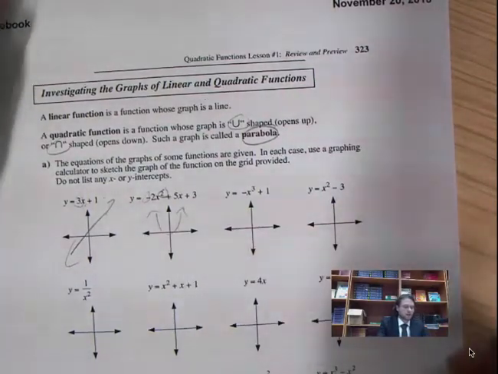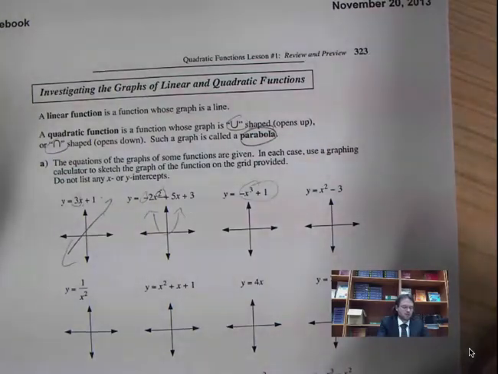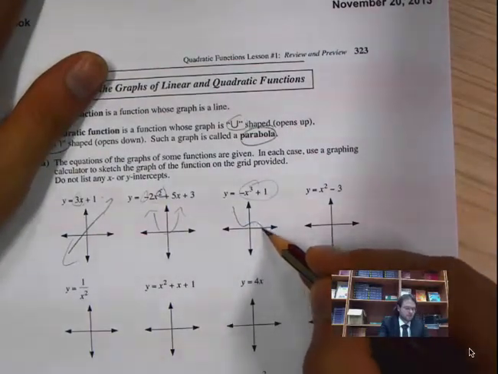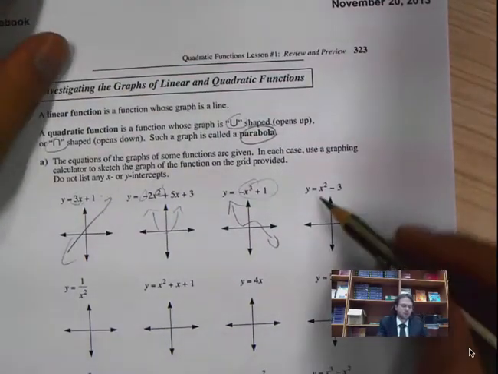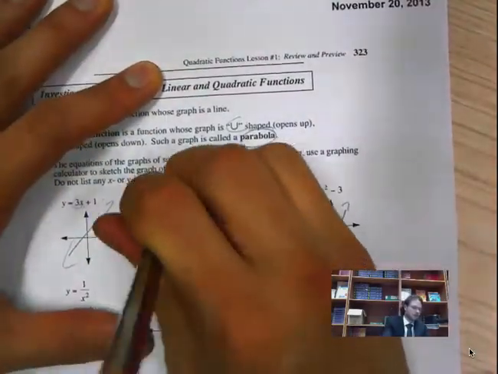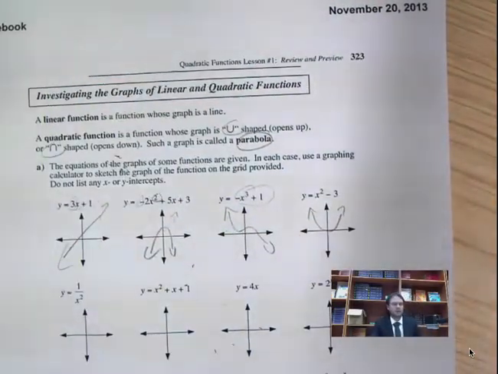Okay. Now the next one here, we have a cube function. Well, what does that look like? Graph in your calculator, and you're going to get something that looks like this. Okay. Next one is squared. I'm going to get something that looks like this. Oops, sorry. This one's a negative, so I'm going to have to go down. This one's like that. Sorry, I made a mistake.